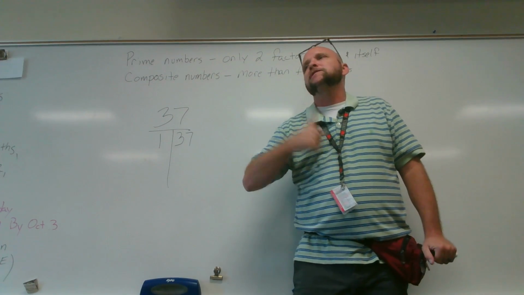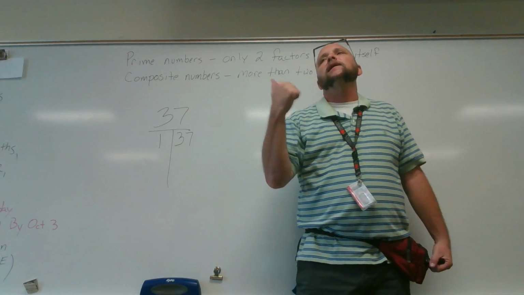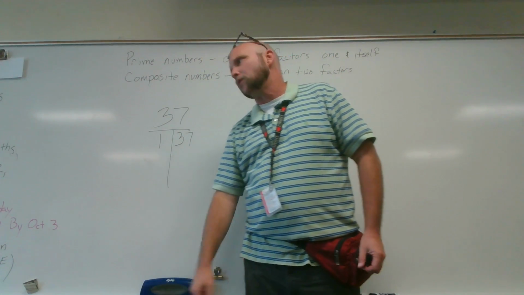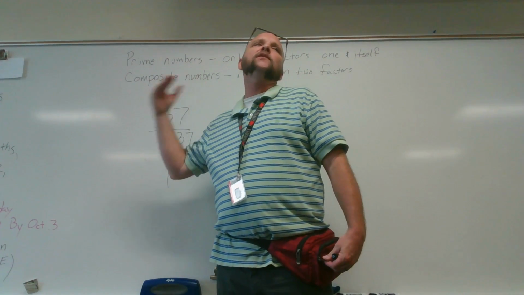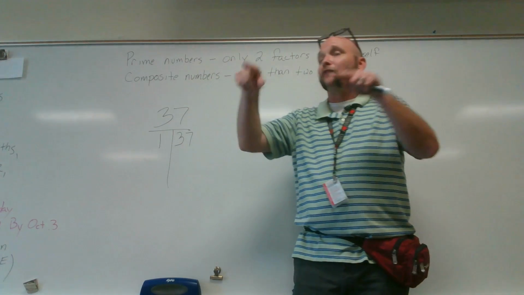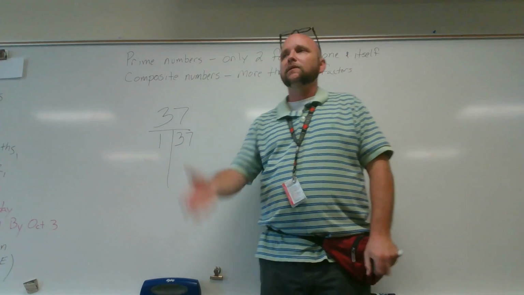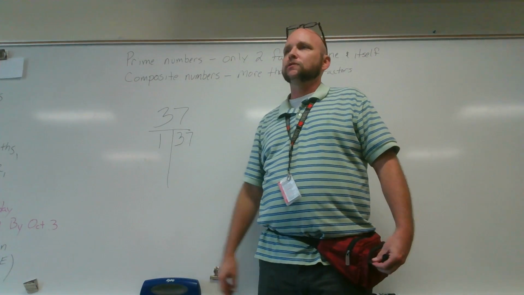An even number times an even number gives you an answer of an even number. An even number times an odd number gives you an answer of an even number. An odd number times an odd number gives you a product of an odd number. File that away. That'll make you extra smart.